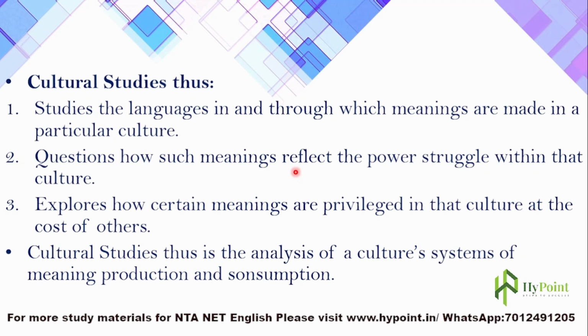So once we have discussed and arrived at the particular meanings associated with the sign and symbol, after that we will question how these meanings are associated with the power struggle within that culture. In a culture there are different kinds of social strata, right? There will be upper class people, elite people. How does the meaning of a simple sign represent that power struggle within the culture itself, between different strata of people? And it also explores how certain meanings are privileged in that culture at the cost of others.